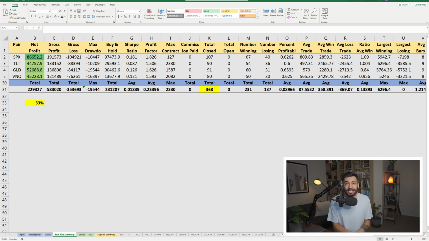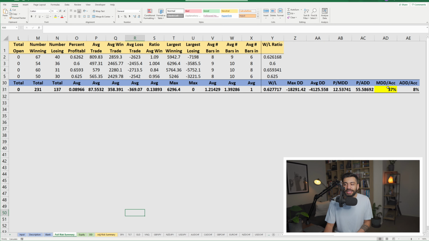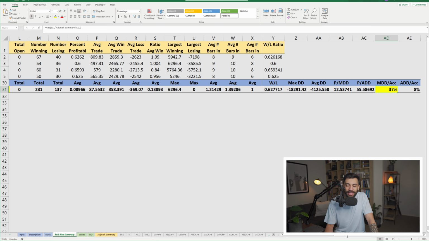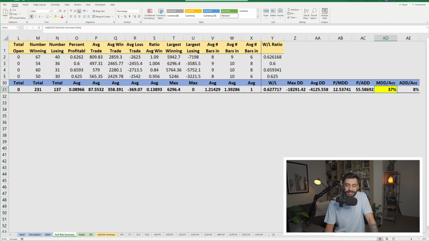Now, 33%, that might look very, very promising. However, if I do scroll across, we can see that our actual drawdown happened to be minus 18,000. Now, I am using a $50,000 account. So 18,000 from 50,000, that actually gives us a maximum drawdown of 37%. So 37% was our maximum drawdown at some point in time, and we can see that value here.